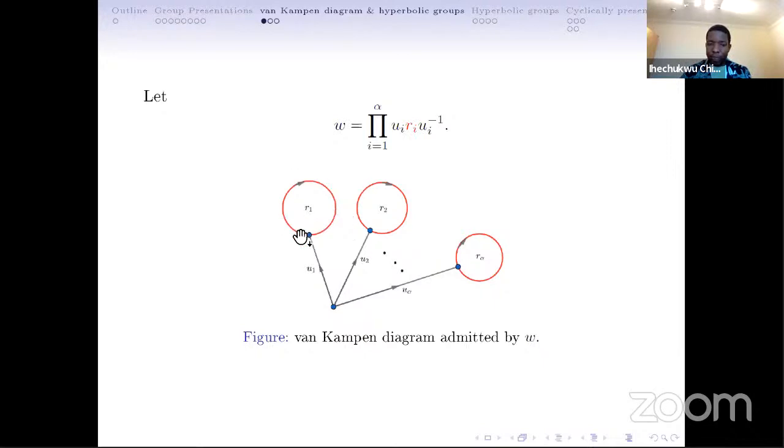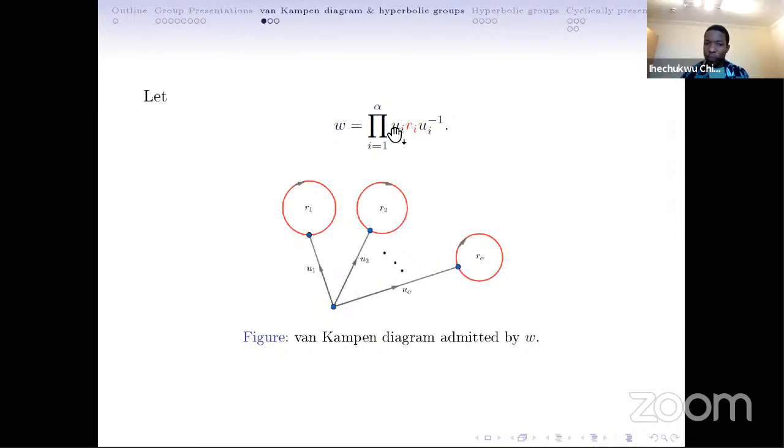you have a face. So a Van Kampen diagram is a two-dimensional complex. It's just a piece of the plane. It's a disk, a topological disk, where each face, which is somehow triangulated, where each face of your two-dimensional thing corresponds to each R here. So for each R, I have a face, and for each Ui, I have an edge going to that face.